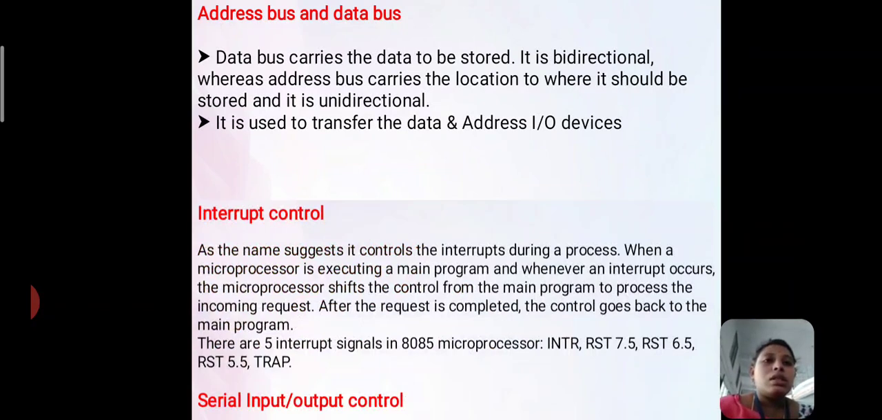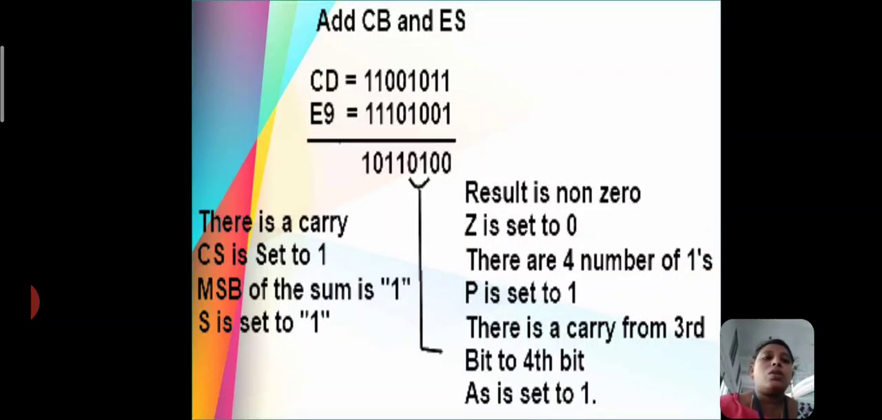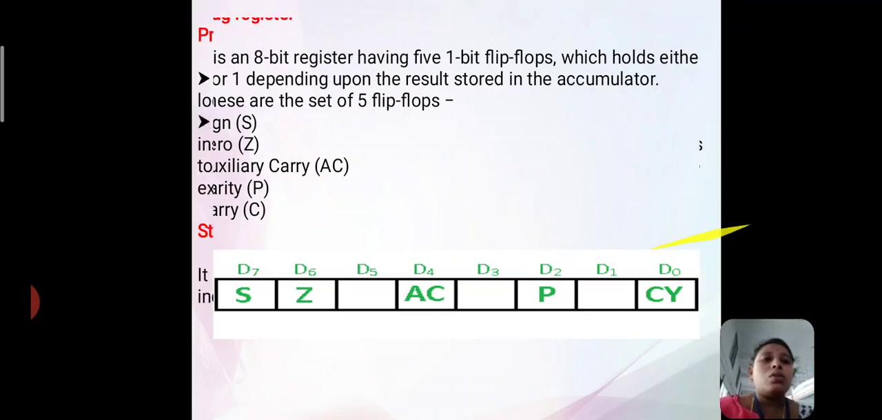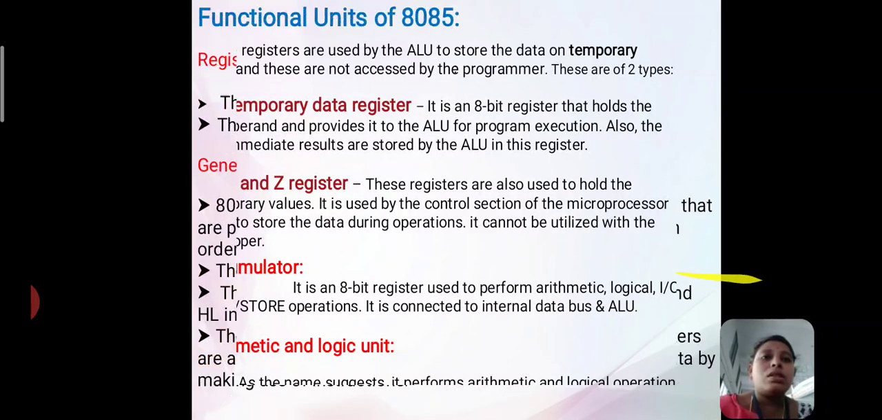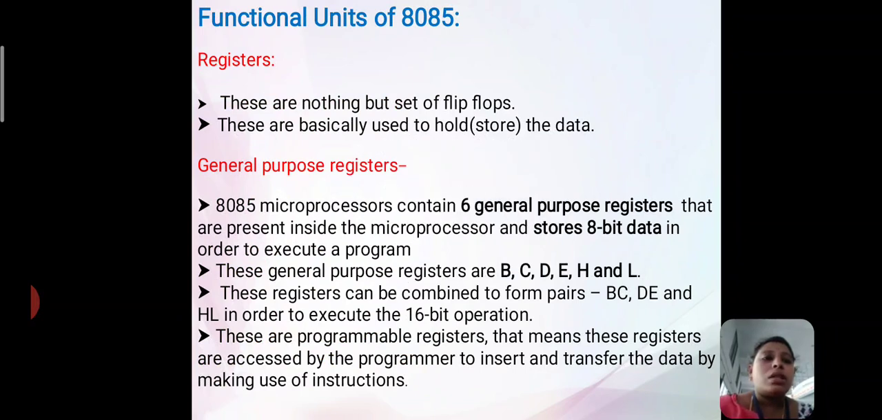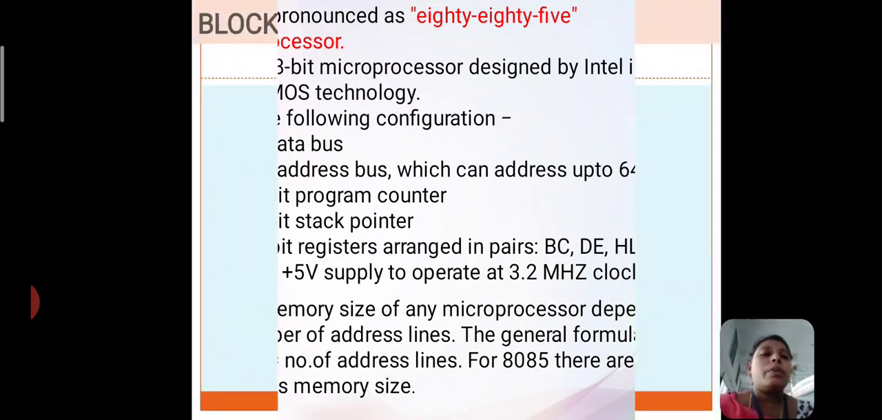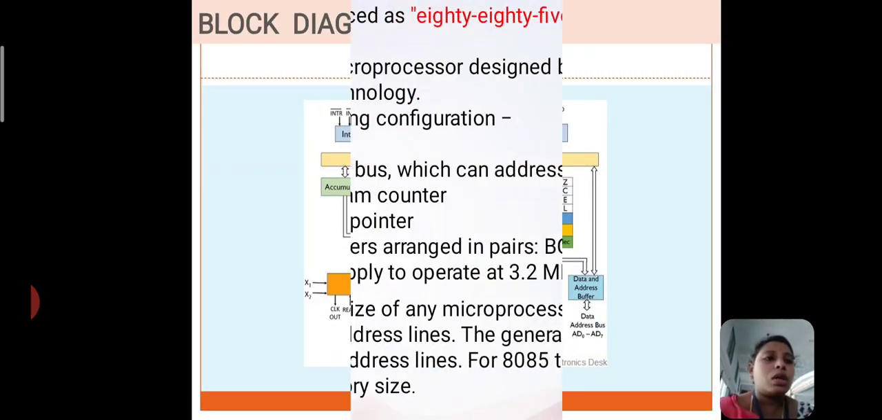So this is the interrupt control, instruction register and decoder. If we are performing any operation, that is addition or subtraction, which flag is set and which flag is reset, we will now see in this block diagram. Next, temporary register and general purpose registers. We are all seeing this architecture of the 8085 microprocessor. Okay, thank you all.